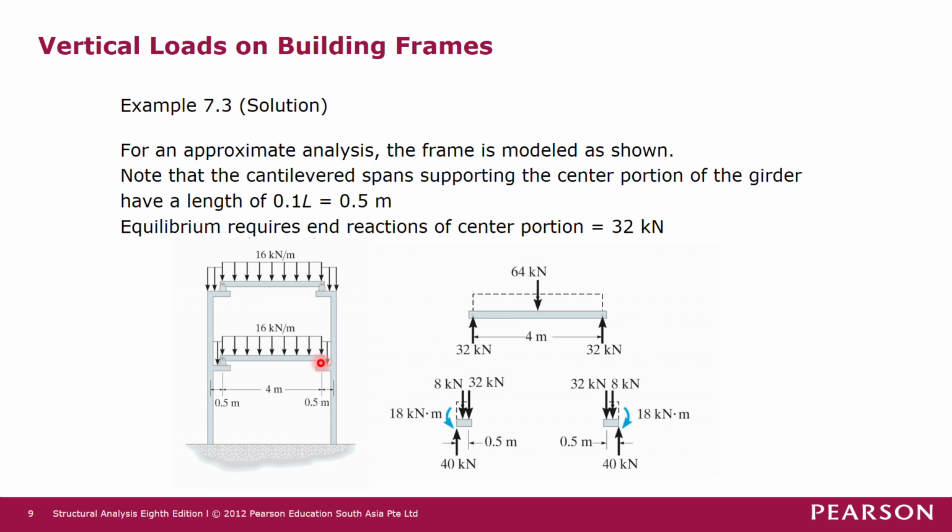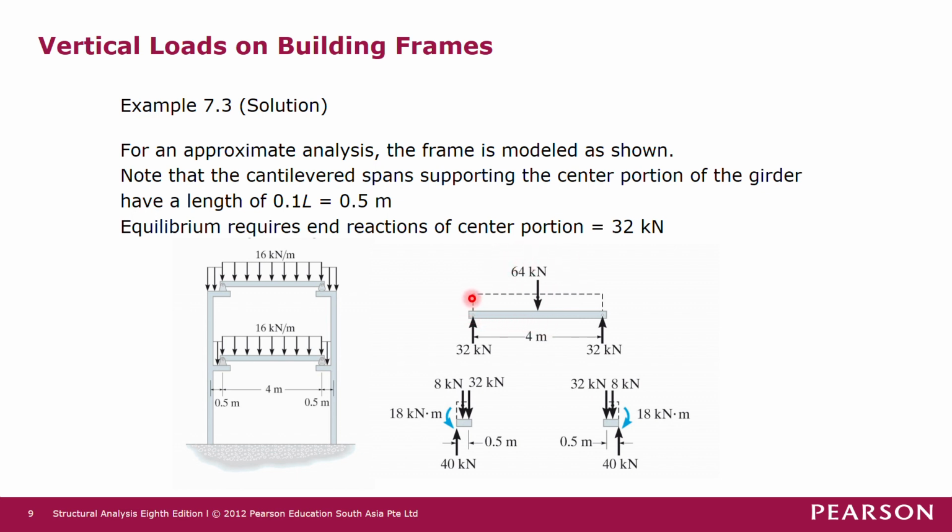And then for the rocker support here, we have a vertical reaction. So these two are actually unknown reactions in the first place. To solve for these reactions here, we have to convert this uniform force into a resultant force. So the resultant force is 16 kilonewton per meter length times 4 meters. That will give you 64 kilonewton resultant force.